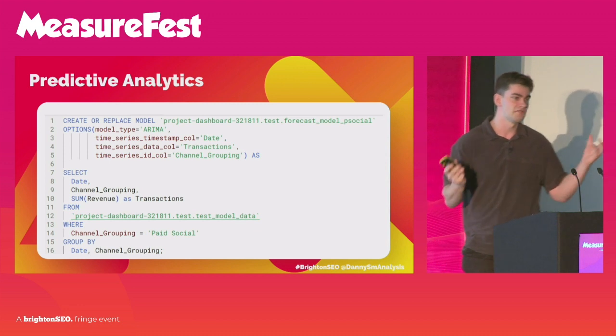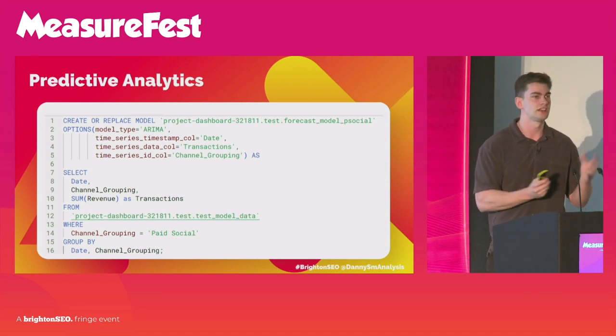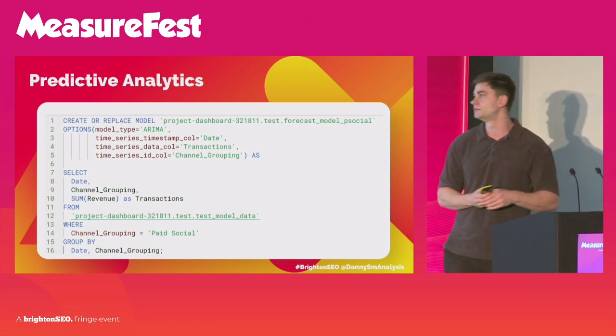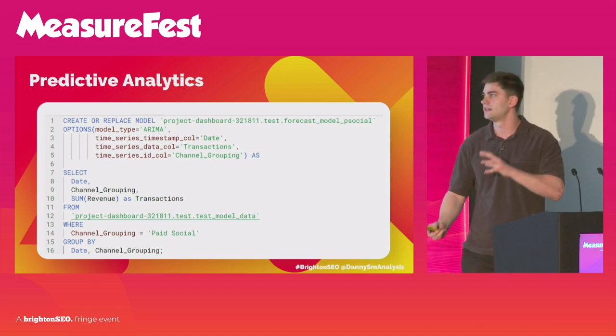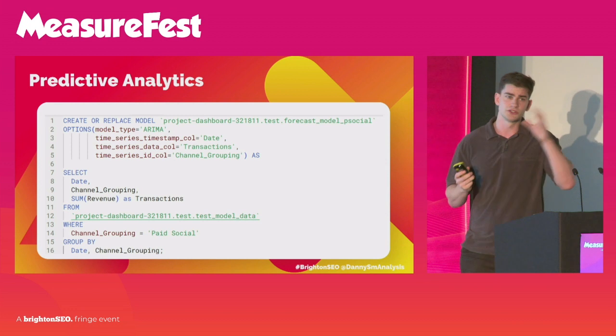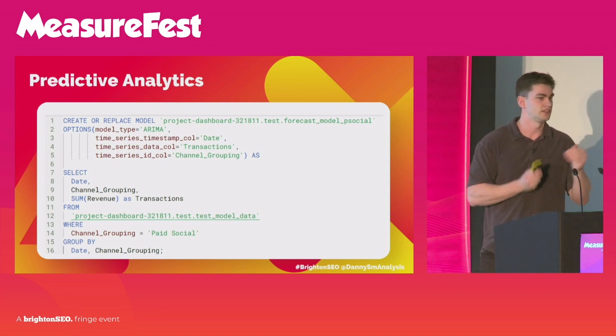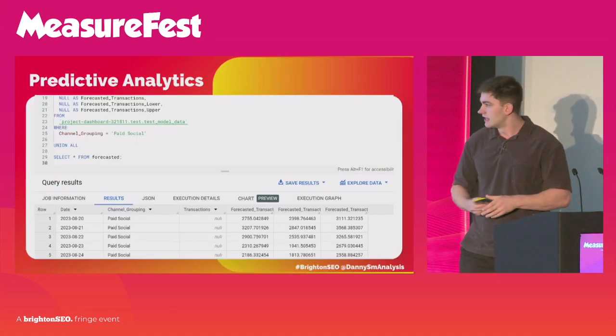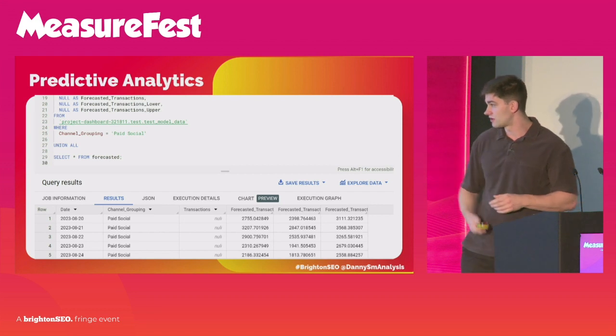And obviously as well, there's a built-in sort of machine learning functionality of BigQuery, which is really powerful. So the example we've gone for here is literally just transactions by day for paid social. Create a model, train it, test it on a section of your data set. And if you're happy with it, create some forecasts into the future.